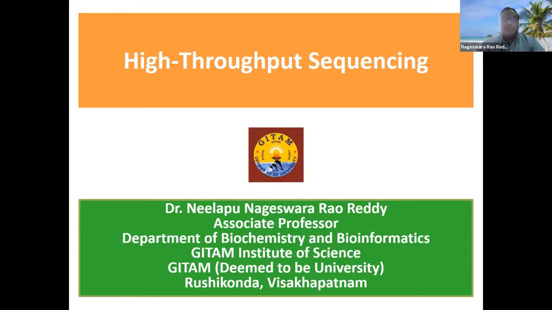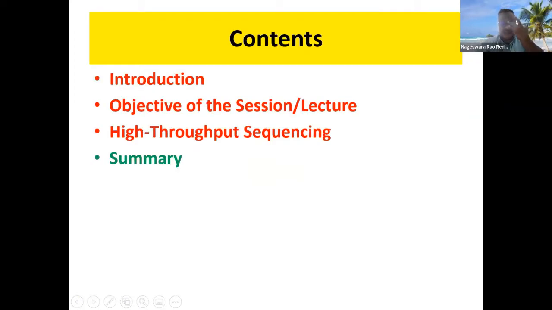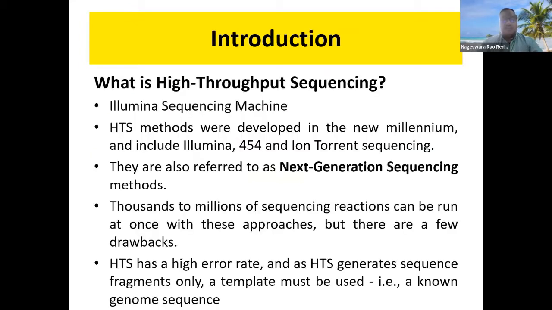Okay, so there are three genome sequencing strategies you have to remember. First is shotgun, second is hierarchical genome sequencing, and third is high throughput sequencing. And now we'll look at high throughput sequencing. As usual, the contents for this session are introduction, objective of the session or lecture, what is high throughput sequencing, and summary. So what is high throughput sequencing?